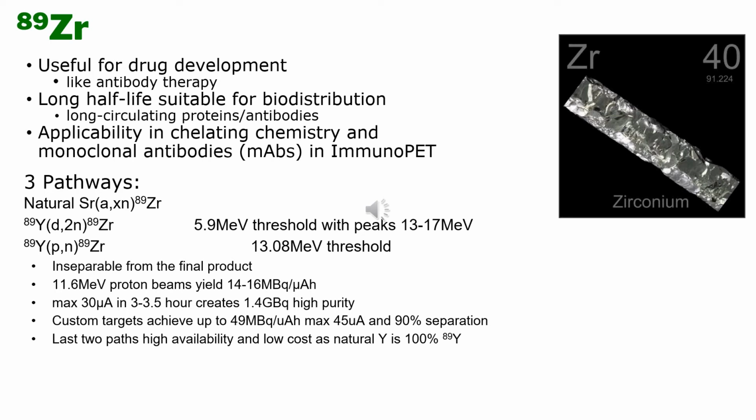There have also been studies into utilizing custom targets instead of just using natural yttrium. These targets use water cooling and variable yttrium foil thicknesses welded together to produce a yield of 49 megabecquerels per microamp hour with a 90% separation efficiency. Therefore, about 2 gigabecquerels of zirconium-89 can be produced over about 2 hours, which greatly reduces the required cyclotron usage time, freeing it up for usage to produce other required radionuclides.